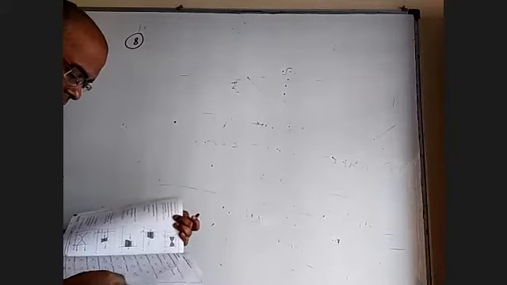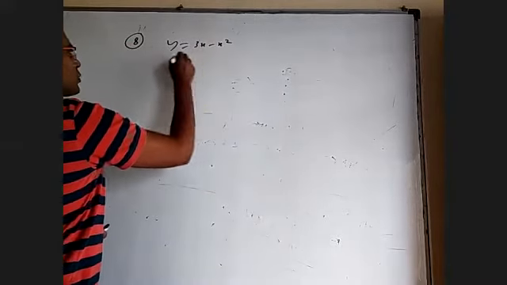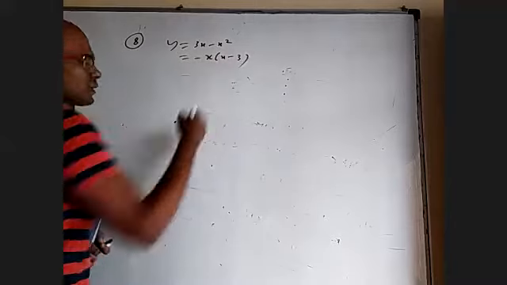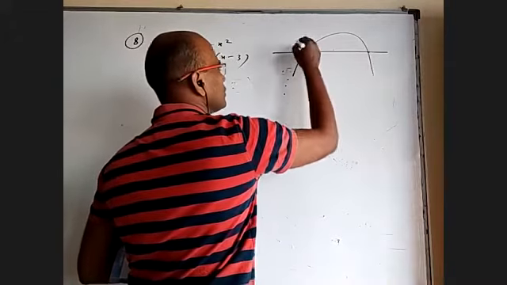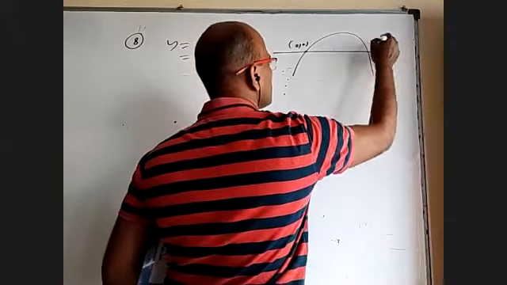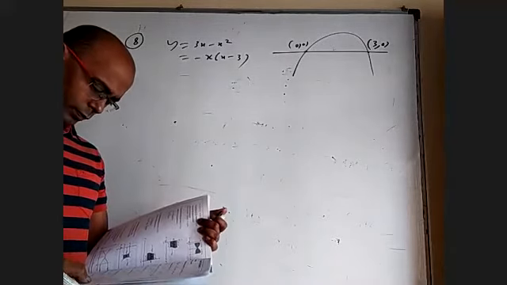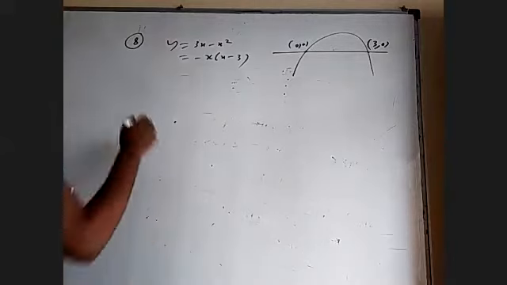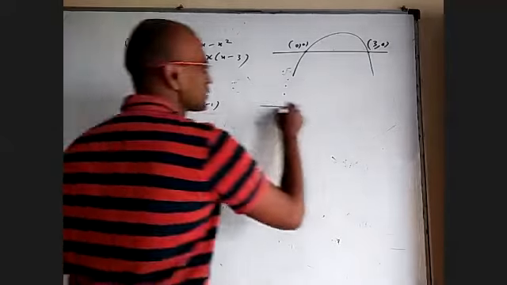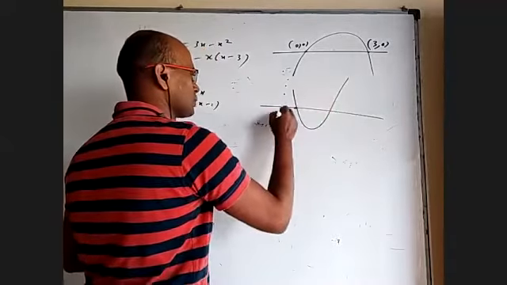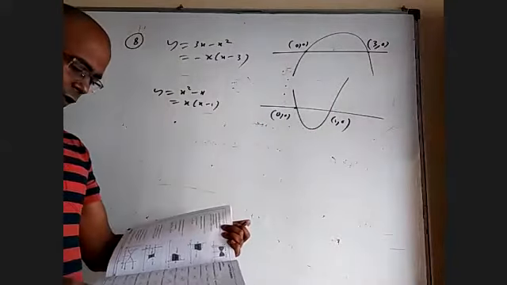Y equal to 3x minus x square. If you take minus x common, it will be x minus 3. This alone is a downward parabola passing through 0, 0 and 3, 0. And y equal to x square minus x, that I can write x into x minus 1, which is an upward parabola passing through 0, 0 and 1, 0. Now they want area bounded by these two.